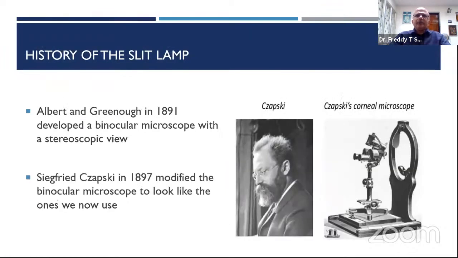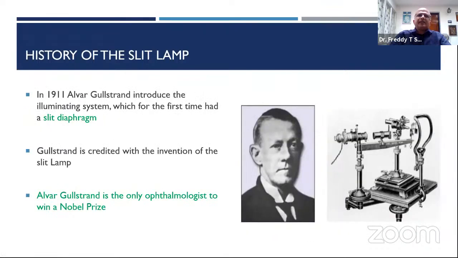It was in 1891 that Albert and Greenough created the first binocular microscope with the stereoscopic view. And Czapski in 1897 created the binocular microscope, which looks similar to the slit lamp we use now. In 1911, Allvar Gullstrand introduced the illuminating system, and for the first time there was a slit diaphragm. So he is credited with the invention of the slit lamp. Just a point of note, Gullstrand is still the only ophthalmologist to win a Nobel Prize.